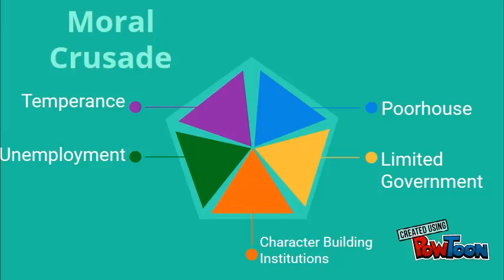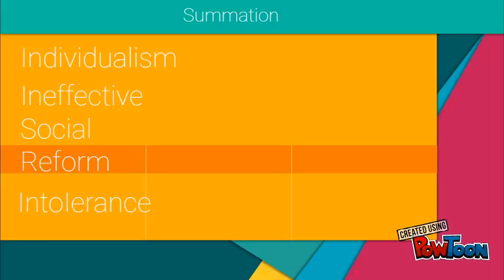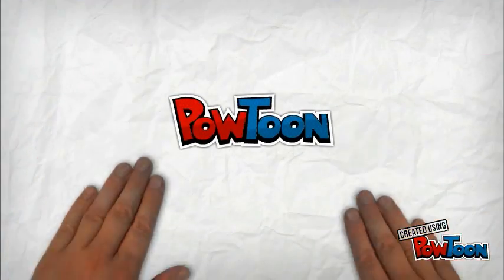The Moral Crusade was hardly a solution to the rampant problems in the 19th century due to the limited role the federal government played. The 19th century social reform was ineffective due to people's individualistic goals and intolerance of others.